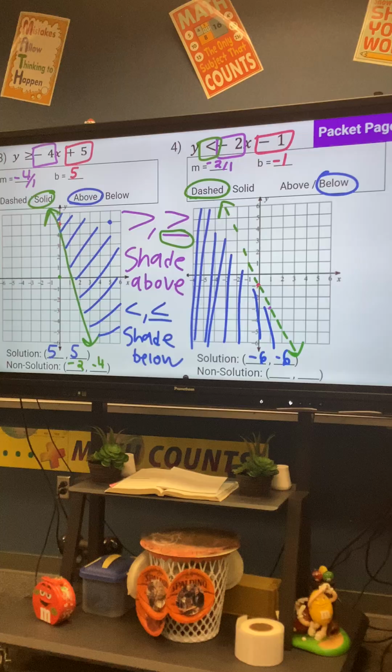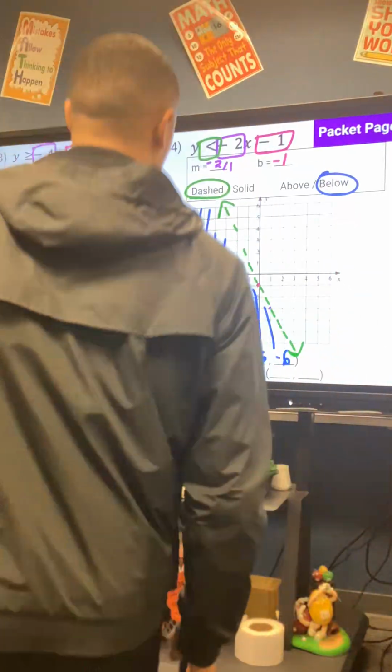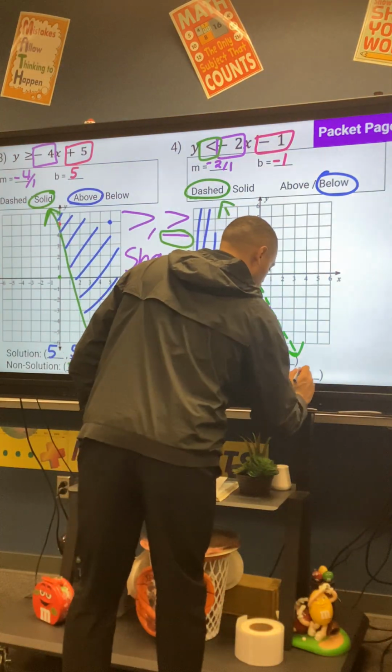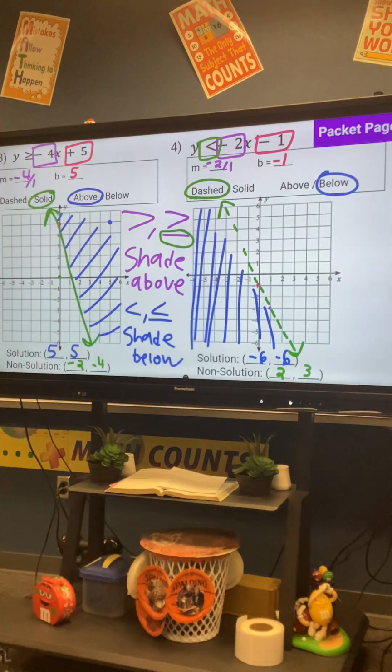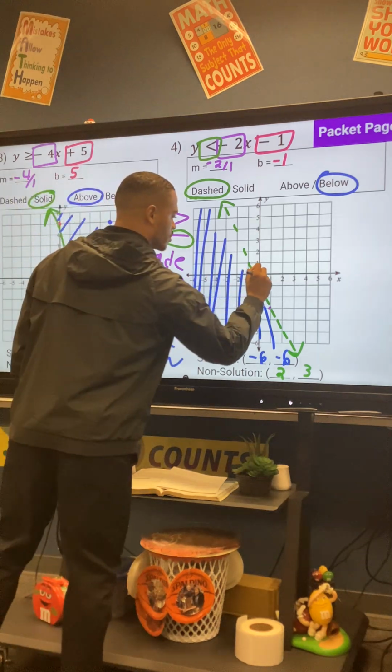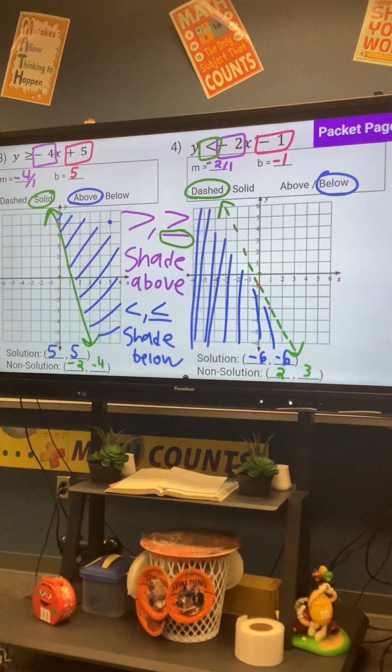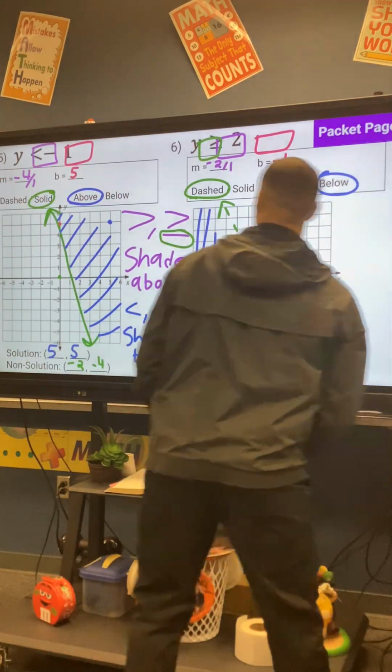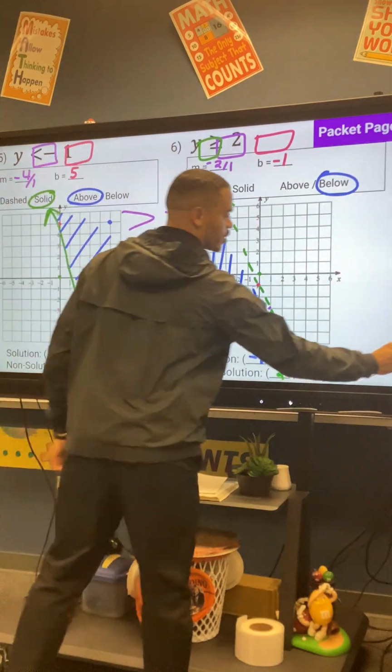Go ahead. Y'all can start doing number 5 on your own. Anybody got 2, 3 for a non-solution? A couple of people, so 2, 3. What about 0, 0? Is it a solution or non-solution? Non-solution. Let's add another here. All right, let's try number 5. I'll give y'all a couple minutes before I start writing.